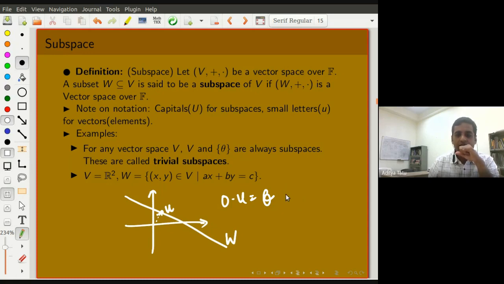This theta, which is the additive identity here, in this case is just (0, 0). So it's the origin. Does the origin belong to W? No. So U is not a subspace.